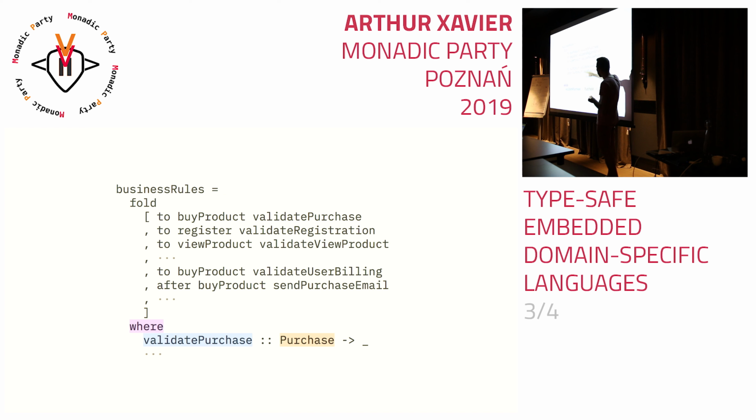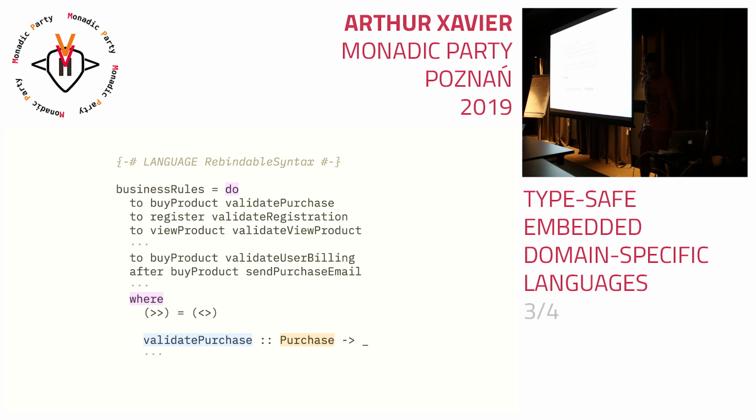We'd like to basically have a set of business rules defined like this. In order to buy a product, we have to validate purchase, where validate purchase is a function that takes a purchase and produces something else, right? In order to register, we're going to validate registration. After buying the product, we're going to send a purchase email, okay? Using rebindable syntax, we can write it in this nice way.